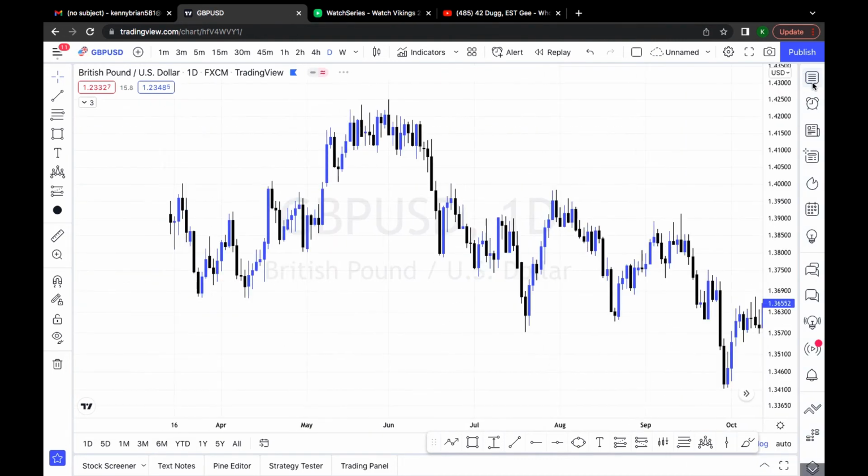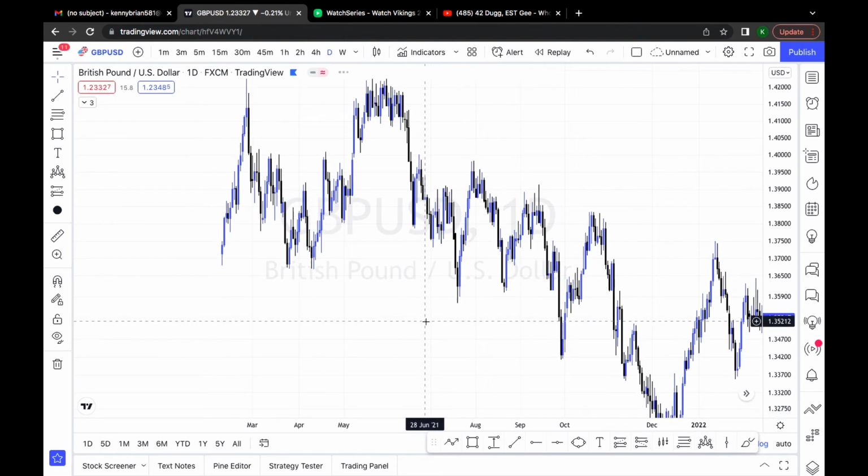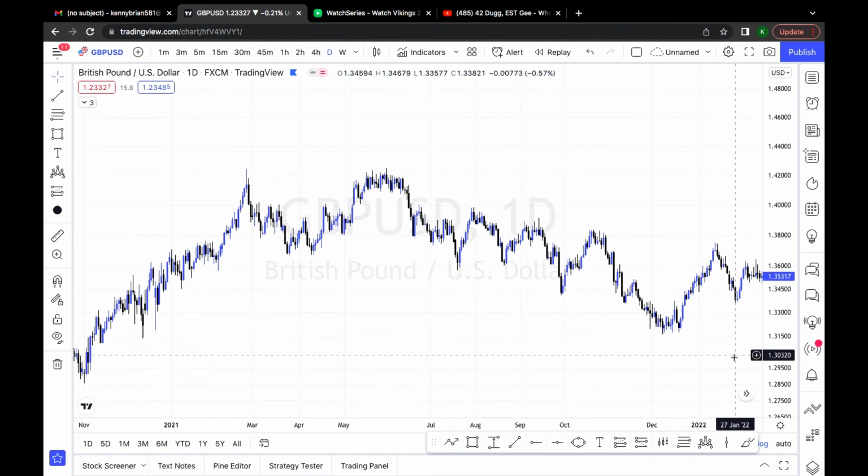GBP USD. By the way, the reason why I keep on switching pairs is to show you guys that these patterns are everywhere, right? Whatever you trade, whatever type of pair you trade, you'll find them, right?